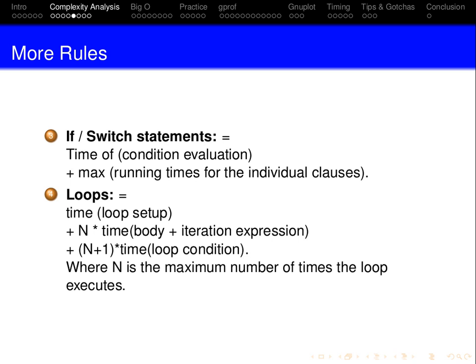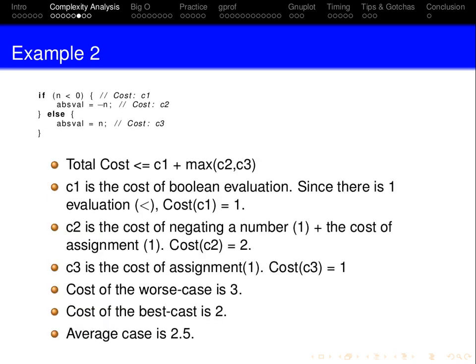Why does the loop condition get an extra 1? Is it because at the end you evaluated the condition one last time since it's false? Exactly. Remember at the end of n iterations, it does evaluate the condition 1 more time before it exits the loop. So it's actually n plus 1 for the loop condition. Rules make sense? We're about ready to do examples. Somewhat? All right.